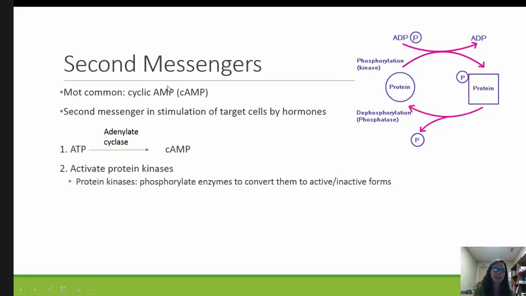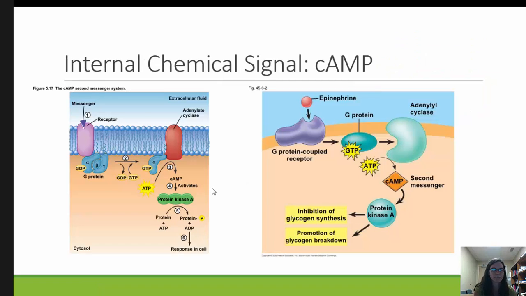So, when we have our second messenger, which again is our most common chemical messenger, what happens is that ATP becomes cAMP, and then cAMP activates a protein kinase, which then phosphorylates an enzyme to convert it to an active or inactive form. Let's look at a graphic.